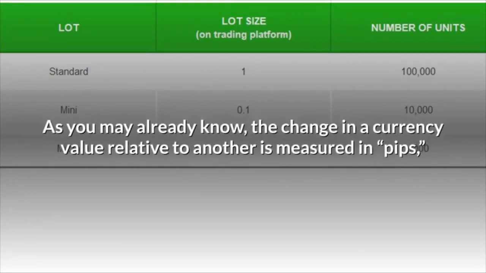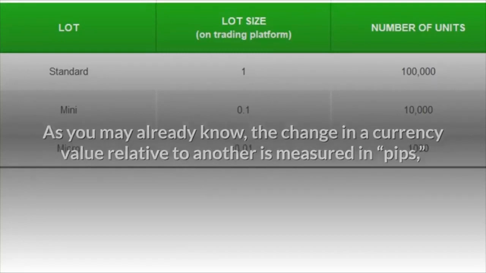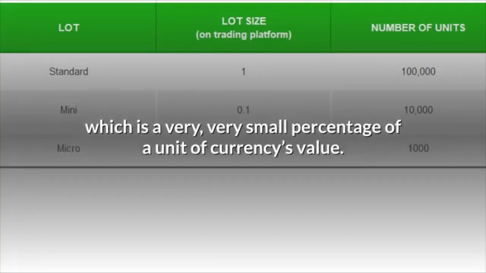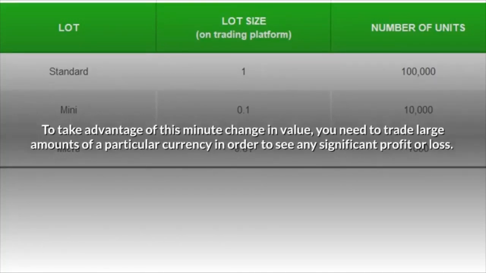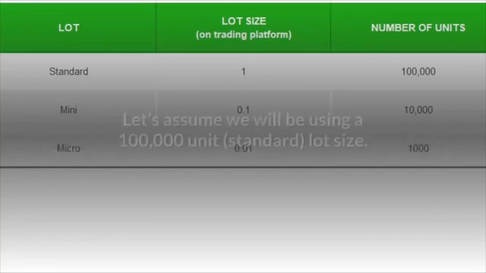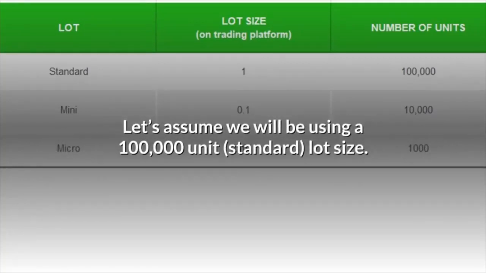As you may already know, the change in a currency value relative to another is measured in pips, which is a very, very small percentage of a unit of currency's value. To take advantage of this minute change in value, you need to trade large amounts of a particular currency in order to see any significant profit or loss. Let's assume we will be using a 100,000 unit standard lot size.